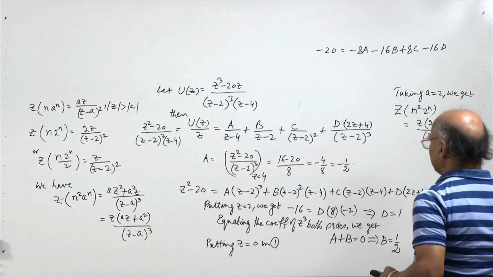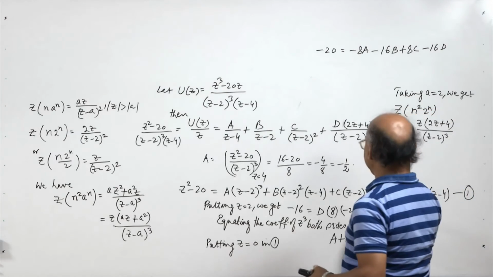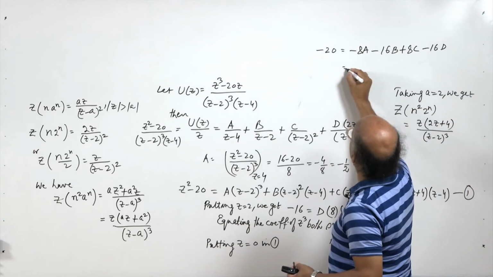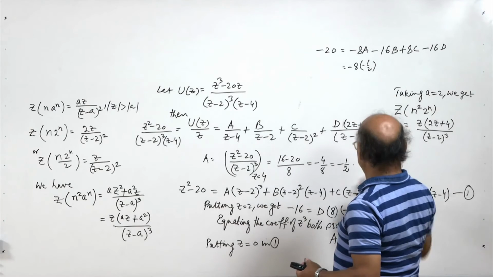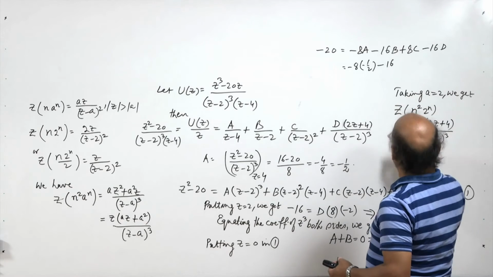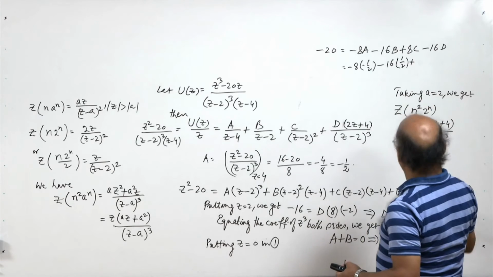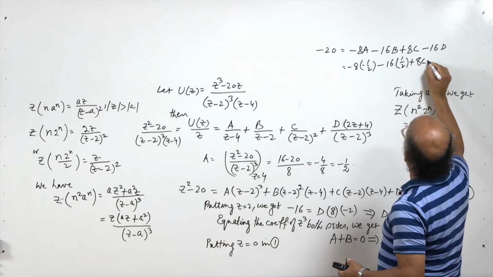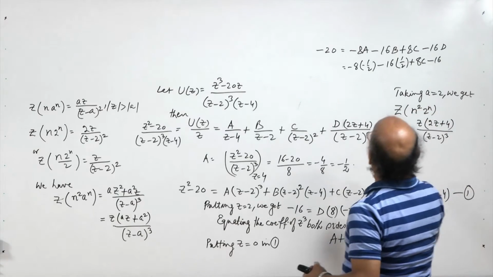Let us use the values of a, b and d. So, a is equal to minus half. So, minus 8 into minus half, and then we have the value of b equal to half, and then we have to find the value of c, minus 16 d, where d is equal to 1. So, how much is this?